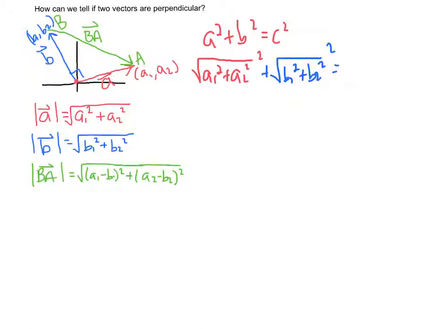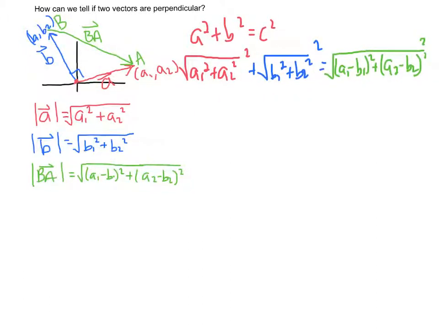So that's going to be A1 minus B1 squared plus A2 minus B2 squared, and we're going to square that number. Sorry, it's kind of running off the screen here. See if I can pull that over. There we go, a little bit better.